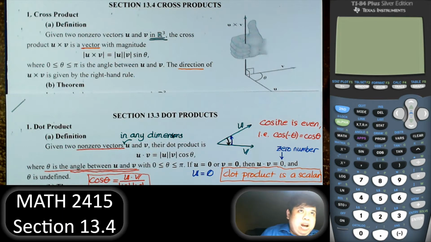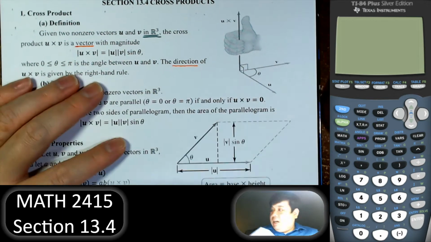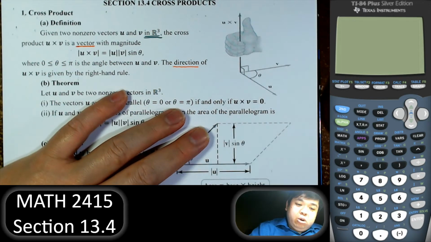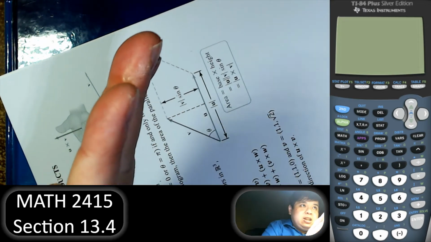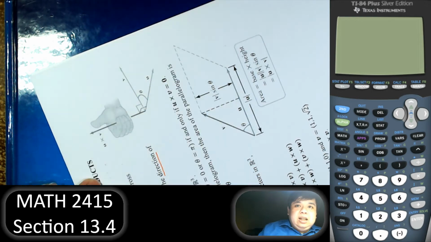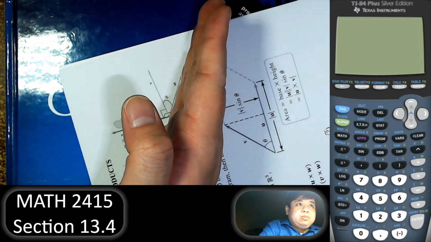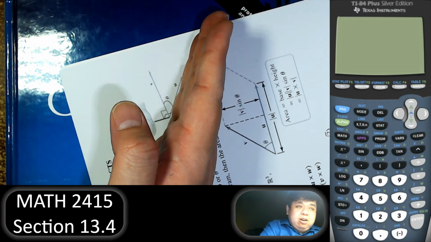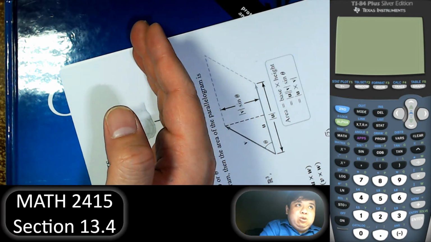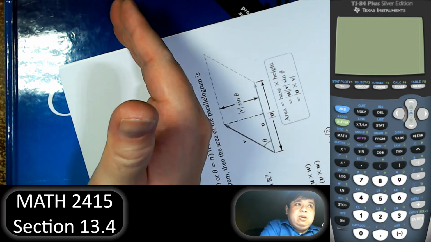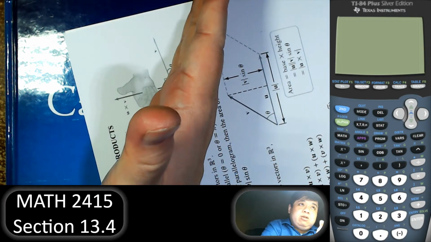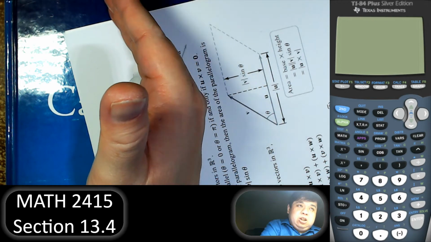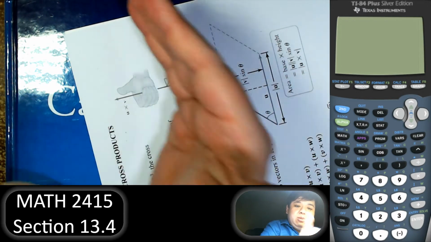Because it is a vector, it will have a direction. So the right hand rule, how does it work? I have to turn the page now. We put the fingers into the first vector and then curve them into the direction of the second vector. The thumb will determine the direction of the product. So first the first vector, then curve the fingers into the second. The thumb will determine the direction.